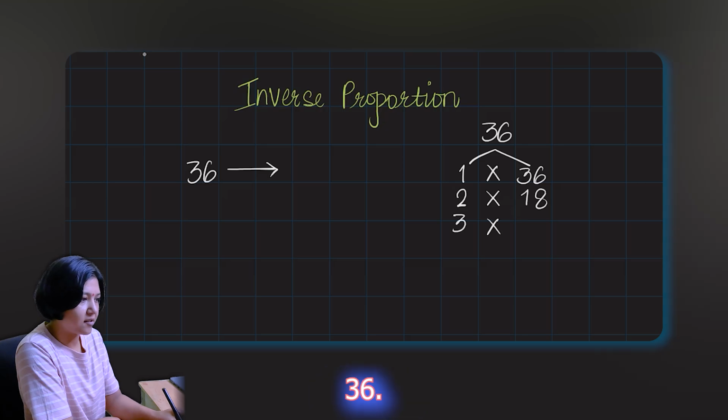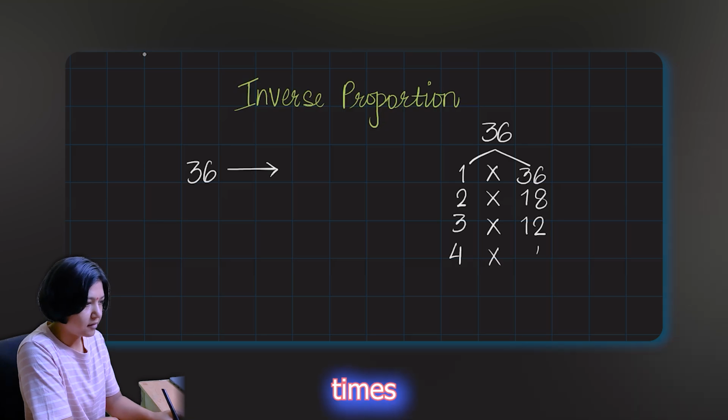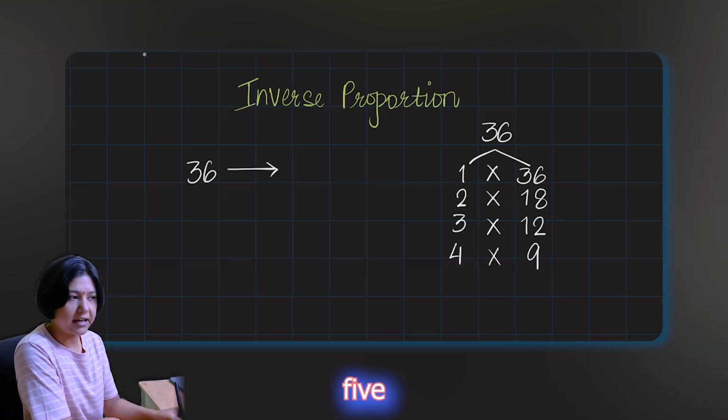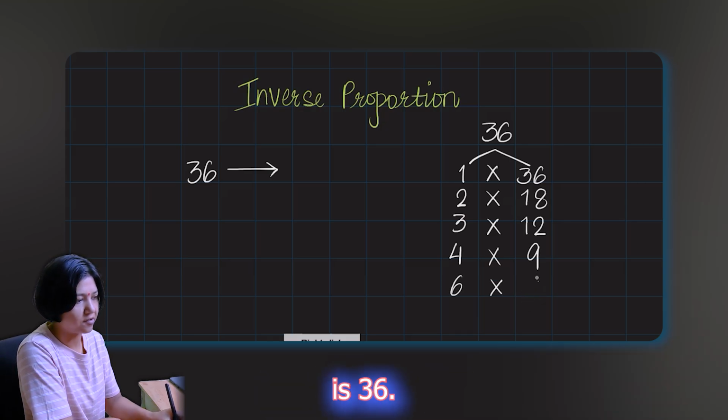3 divides 36, so I think 3 times 12 is again 36. 4 times 9 is 36. After that, 5 does not divide 36. Now the last number that it could divide is 6. 6 times 6 is 36.